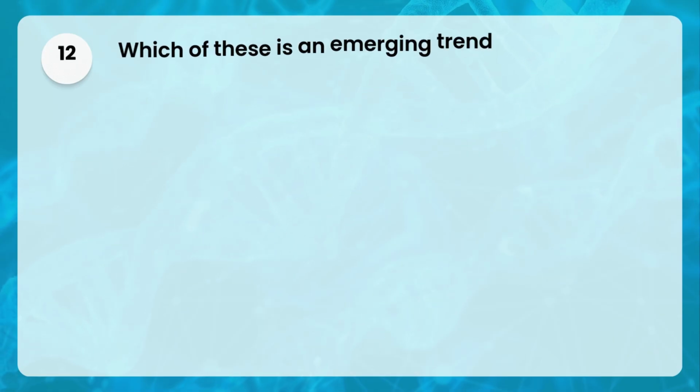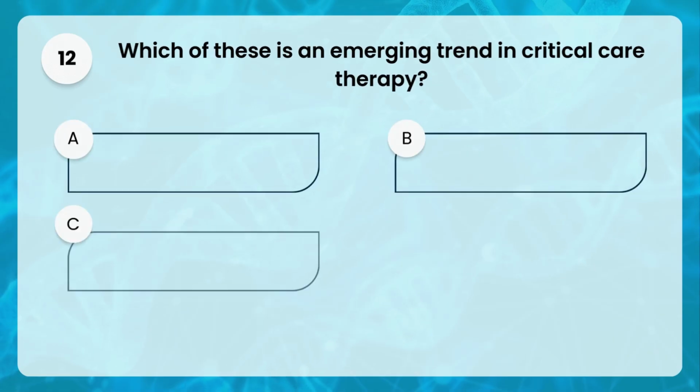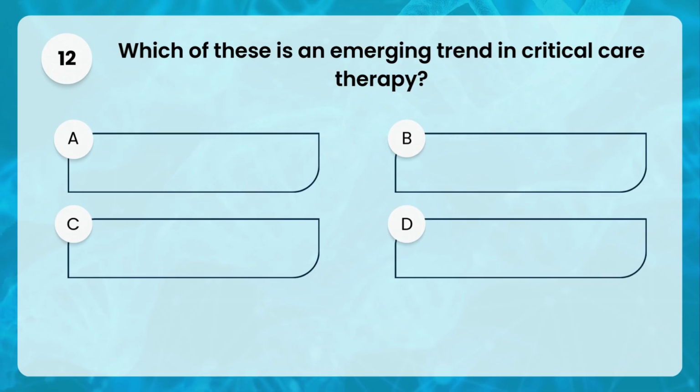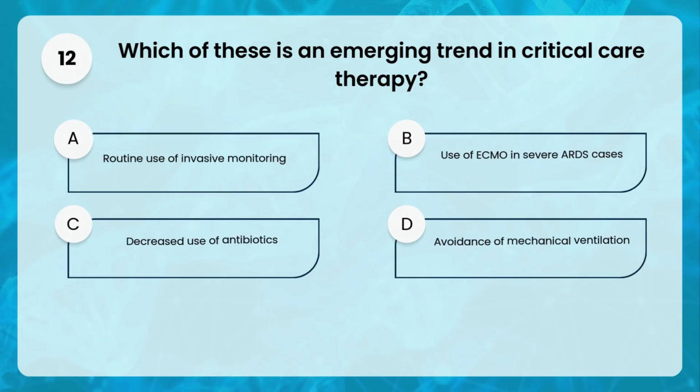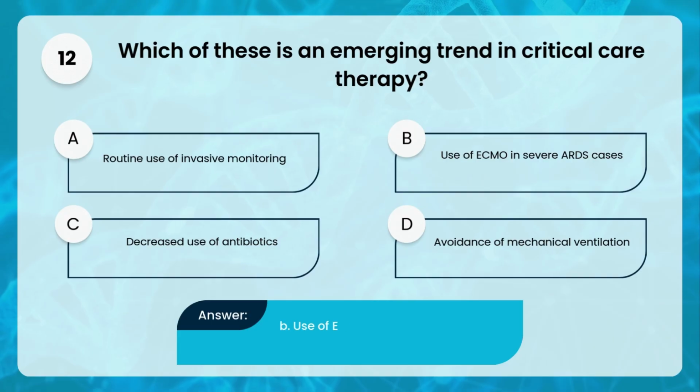Number 12. Which of these is an emerging trend in critical care therapy? A. Routine use of invasive monitoring. B. Use of ECMO in severe ARDS cases. C. Decreased use of antibiotics. Or D. Avoidance of mechanical ventilation. The answer is B. Use of ECMO in severe ARDS cases.